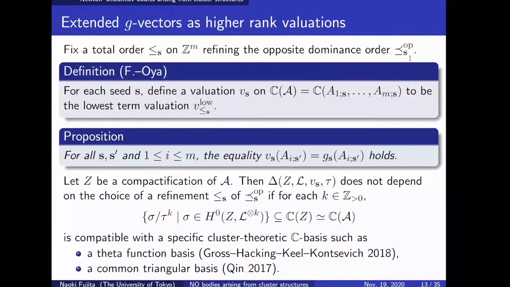Then, let us denote by v_S the lowest term valuation v_low on the function field of A associated with this fixed total order. Here we identify the function field with the field of rational functions using cluster variables. Then the previous theorem, the property of the cluster variables, implies that this valuation v_S recovers the extended g-vector of cluster variables.